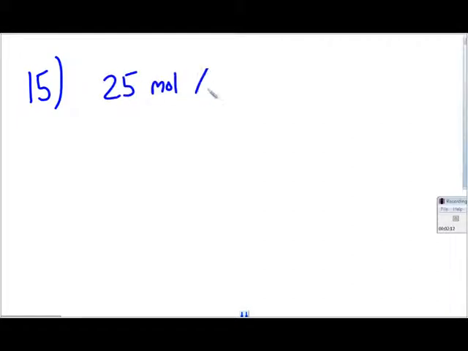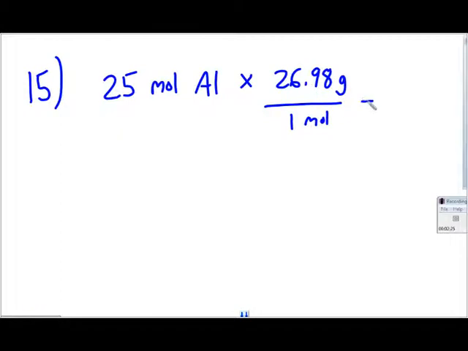So 25 moles of aluminum times how much each mole weighs. Look at the periodic table. A mole of aluminum weighs 26.98 grams. 25 moles times 26.98 grams is 674 and a half grams of aluminum. It's pretty easy, right? You just take how many moles you have times how much each mole weighs. Now I tell you how many grams of something you have. So don't overthink that question.